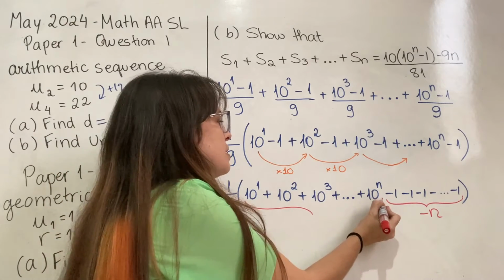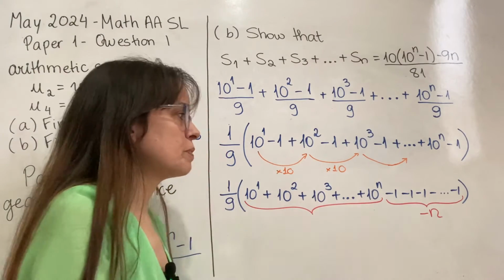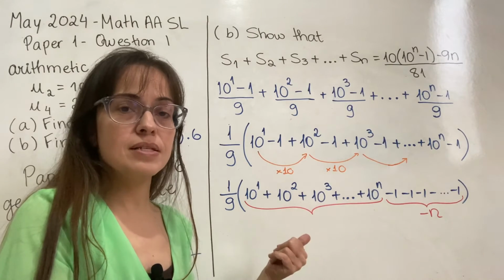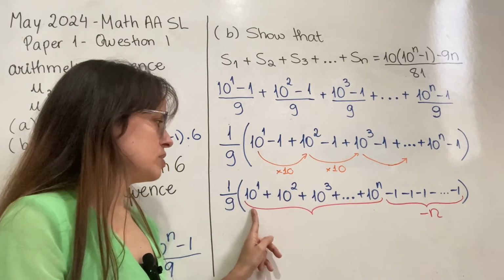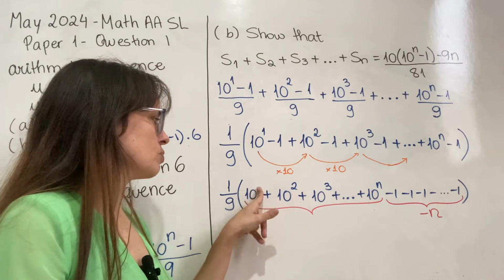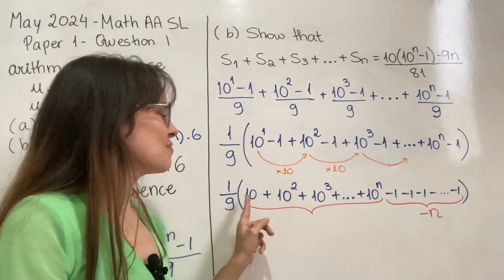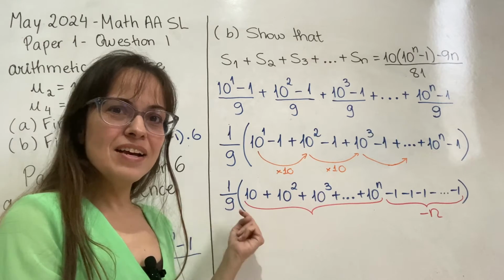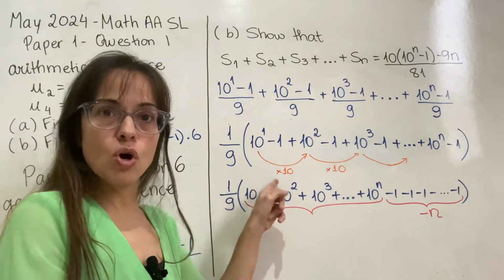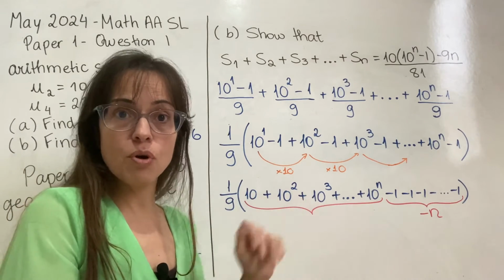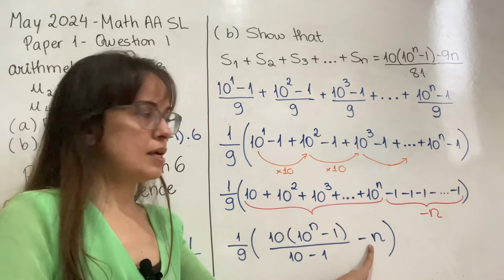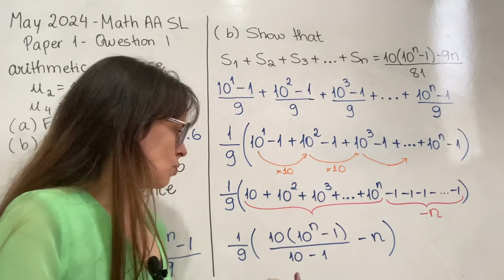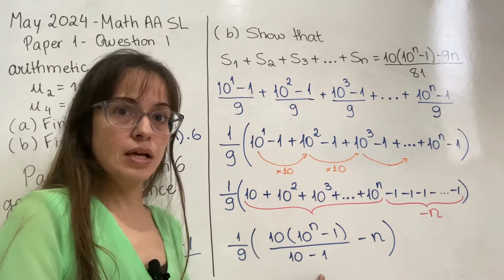And this part here, now it's perfectly familiar. This is the sum of a geometric sequence with first term equal to 10. Well, 10 to the power of 1. I don't really need this 1 there. So the first term is 10 and the common ratio is also 10. So I'm just going to put the formula for geometric sequence here again, and the minus n that came from that part. Now, once again, 10 minus 1 is 9.